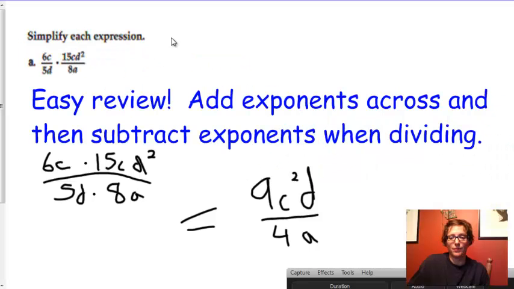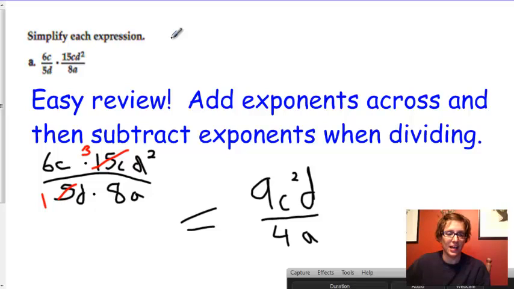Next problem. This one's easy. You'll like this one. Simplify each expression, multiply straight across. Remember to add your exponents, and then we can do just easy this. There is a 5 on the bottom and a 15 on top. Both of those can be divided by 5. That gives us 1. That one gives us 3.